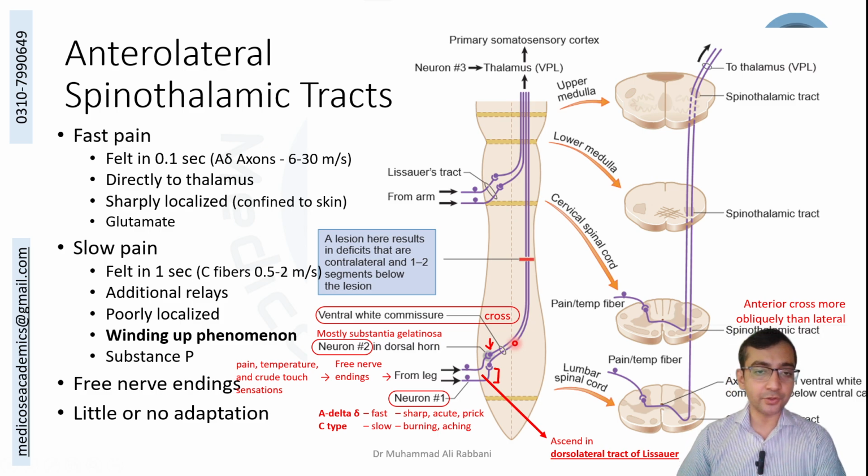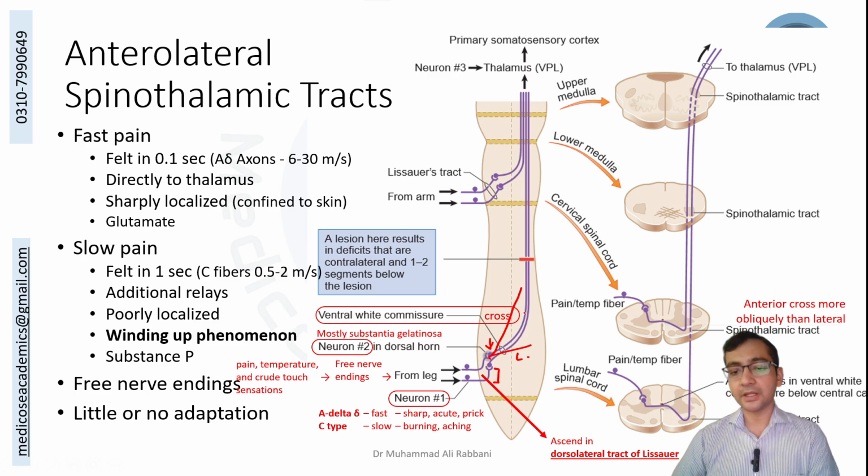Yes, here is another piece of information to differentiate between the anterior and lateral column. The lateral one crosses immediately, within one segment of the spinal cord. The anterior one crosses more obliquely, traversing multiple segments of the spinal cord before crossing to the opposite side. So it has crossed to the opposite side.